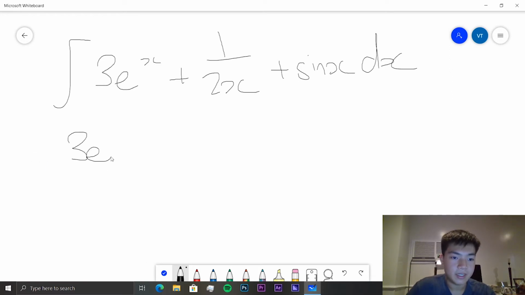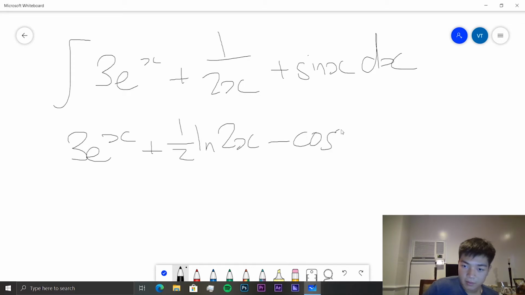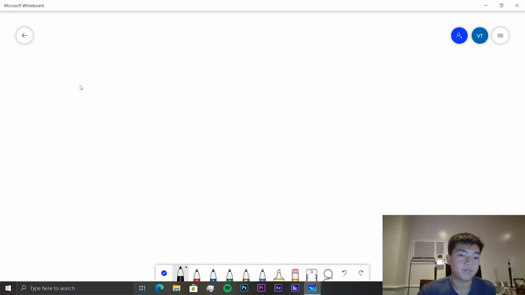This will still be 3e to the x. This over here will be 1/2 ln 2x, since we need to get the derivative of this, and we would normally expect it here. And now this would be negative cosine x plus c. So that is the integral, sorry.